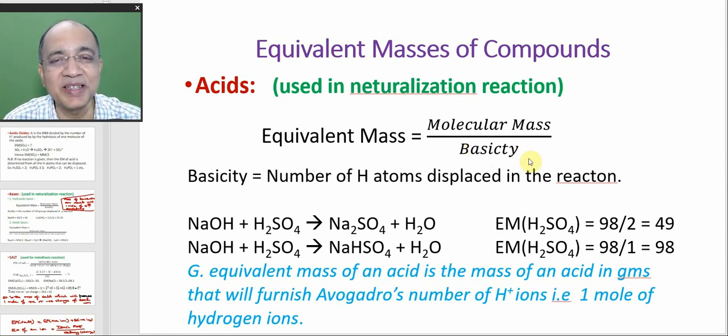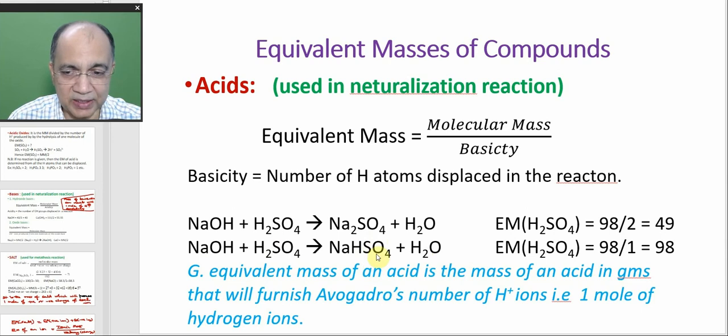But if nothing is given in the data, then you will take complete neutralization. So you take the basicity of sulfuric acid as 2. Now, as I have shown here, if a reaction is given as a partial neutralization where only one hydrogen is displaced while the other hydrogen is still there, the factor is 1. And if complete neutralization happens, then it is 98 by 2, molecular mass by 2, since the basicity will be the maximum number of replaceable hydrogen atoms.